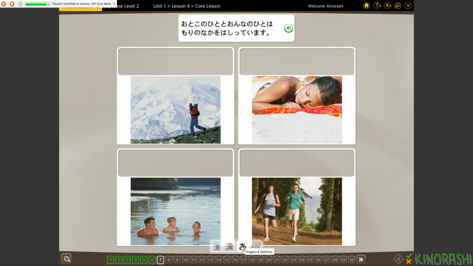男の人と女の人は森の中を走っています。男の人、女の人、森, and then we know naka, 森の中, yeah. 走っています。Oh, I think I know what this is.